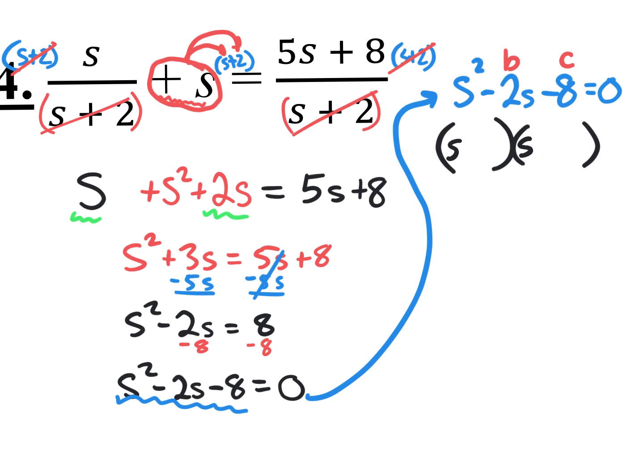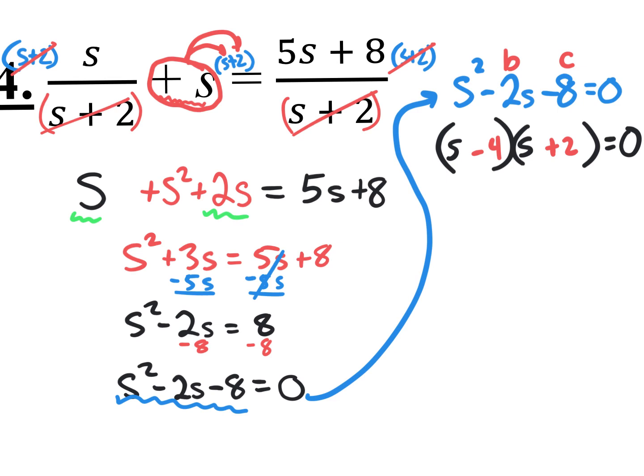2 times 4. Which one's positive, which one's negative? The 4 is negative and the 2 is positive. So that is factored. It's still set equal to 0. I could now apply the zero product property to split them and solve. I'm going to take both of these binomials, split them, and set them each equal to 0 and solve.